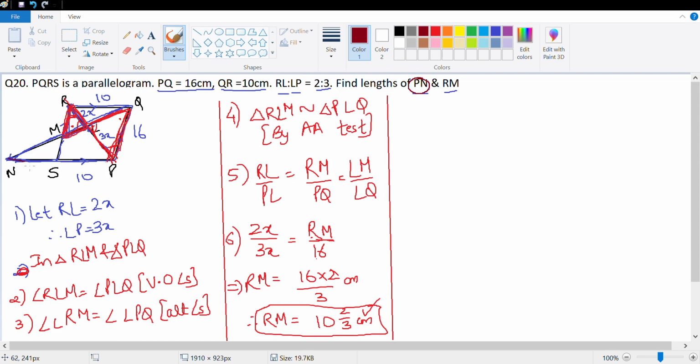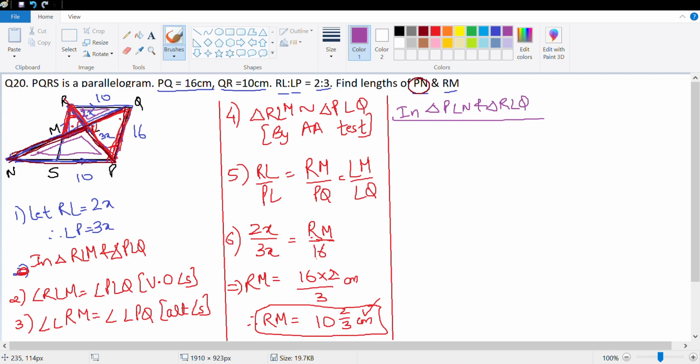Where is PN? PN, like I said, is a part of this small triangle PLN. Let me highlight it with a different color in case it is still visible after having done all these colors already. So this is one triangle PLN, and I can look at this vertically opposite triangle RLQ. This should give me the value of PN, and these are vertically opposite triangles, so making my life simple as well. So in triangle PLN and triangle RLQ.